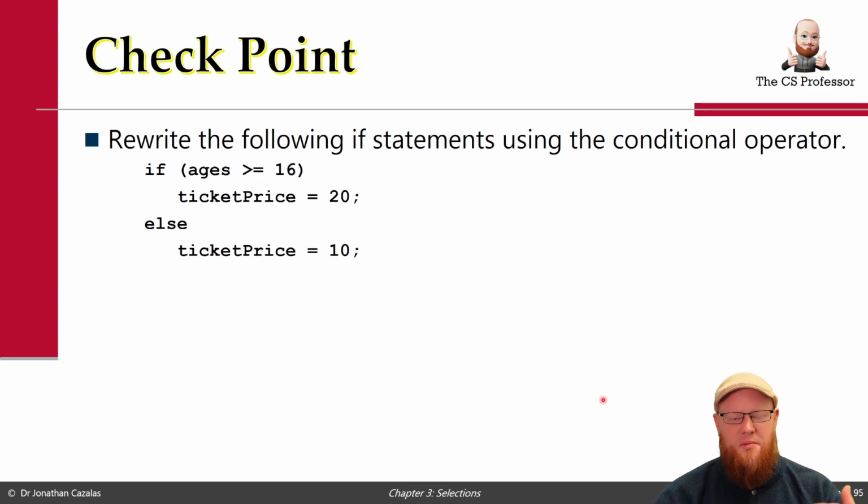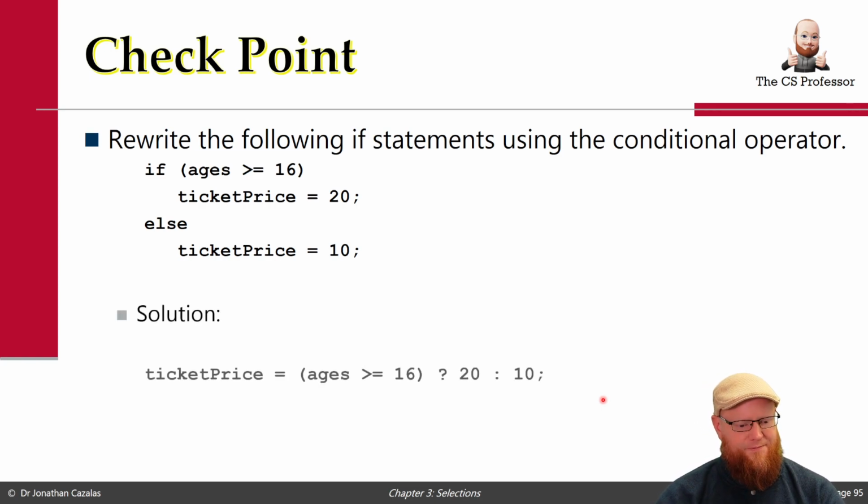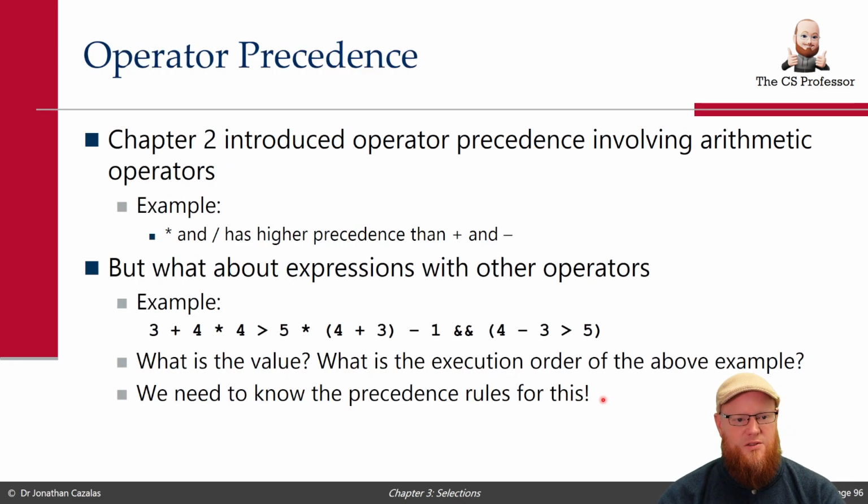Here's one more example. I'd encourage you to pause the video and see if you can code this up yourself. Here's the solution for ticket price. If the age is greater than or equal to 16, we save 20 to ticket price. Otherwise, we save 10 into it.